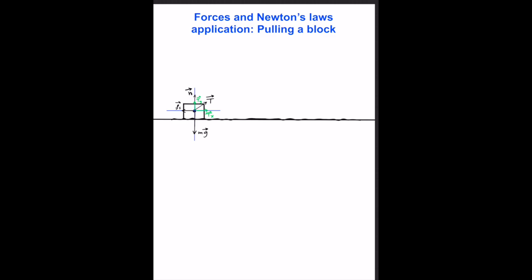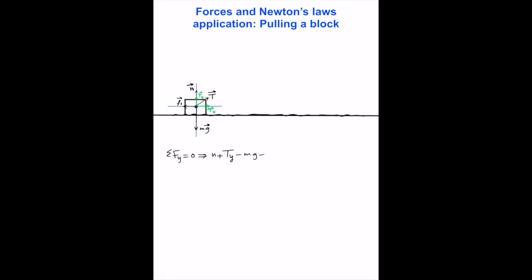So let's take the example of a block pulled by a rope. Along the y direction, the net force is 0, so the normal force plus the y component of the tension in the rope minus mg is equal to 0, and this gives the normal force equal to mg minus T sine theta. So the maximum static friction is equal to μs N, equal to μs (mg minus T sine theta). And the force of kinetic friction is equal to μk N, equal to μk (mg minus T sine theta).